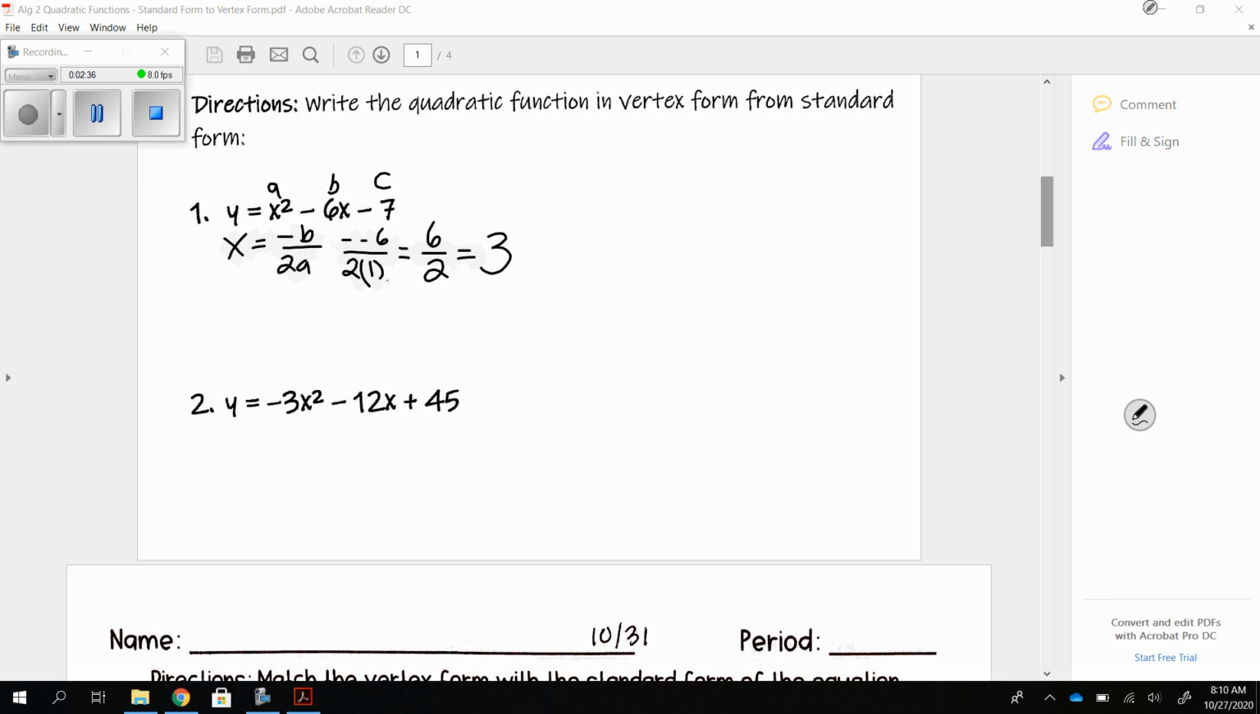Now, we take that and we plug it back into this equation everywhere where x is. So we plug it back into the equation to then solve for y. So that becomes 3 squared minus 6 times 3 minus 7. So again, let's rewrite this. That's 9 minus 18 minus 7.